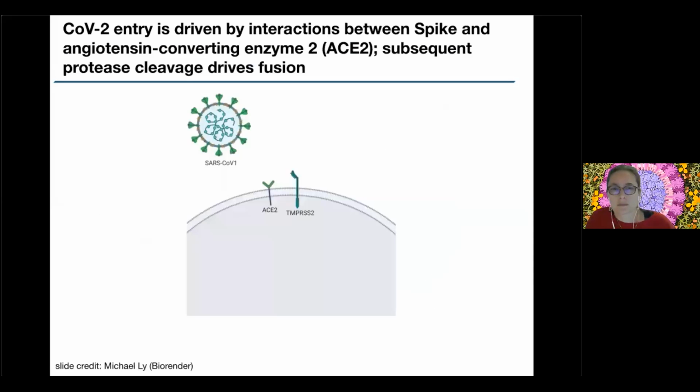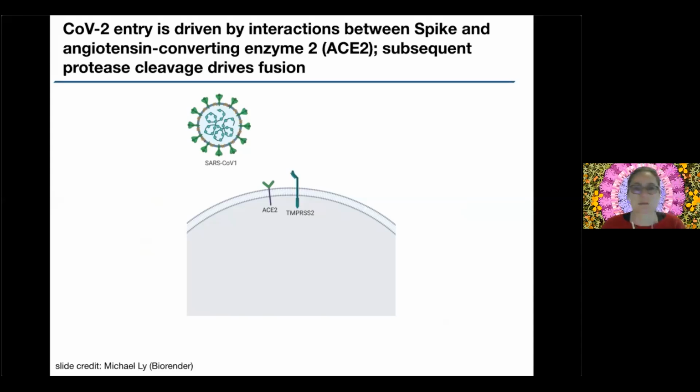So what does this entry process look like? Well, as I mentioned, the spike protein is the protein responsible for engaging a cellular receptor. And you can think of it like a lock and key mechanism where the key is the viral glycoprotein and the lock is the cellular receptor.